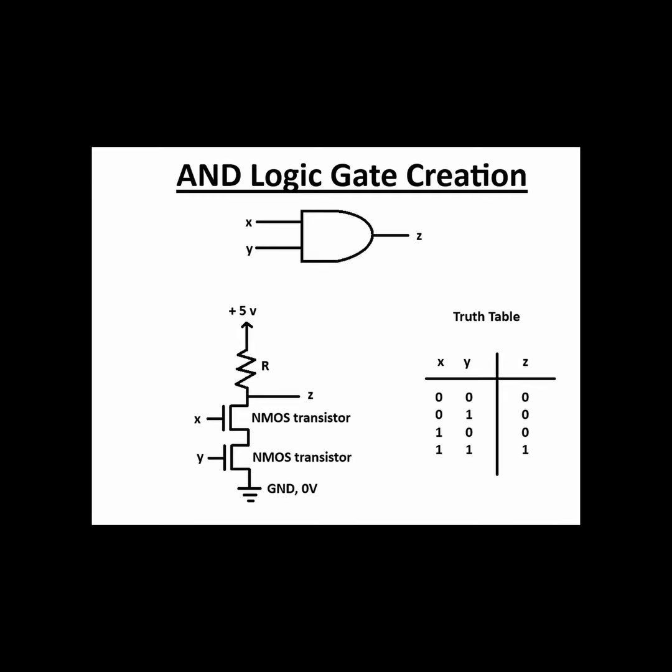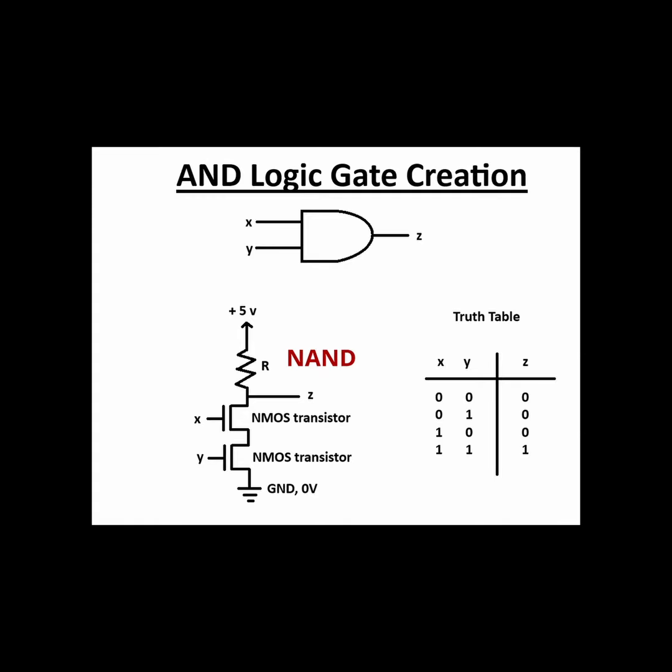The only time the output voltage is 0 is if both transistors are closed at the same time, or both have inputs of 1. But wait, that's not quite right. According to the AND gate truth table, we should get a value of 1 when both inputs are 1, not 0. It's the opposite of what we want. And this is true. We actually created a negation of an AND gate here called a NAND gate.